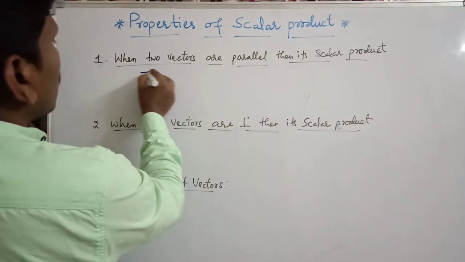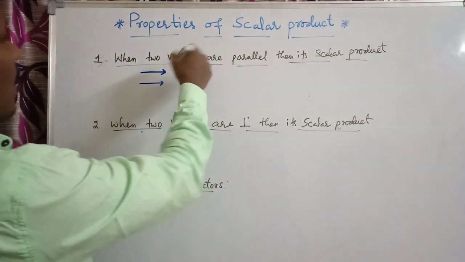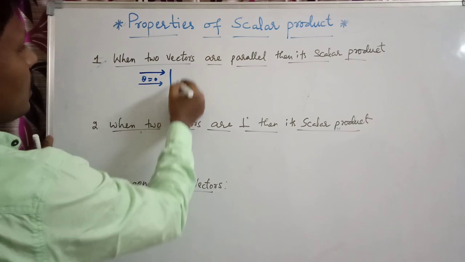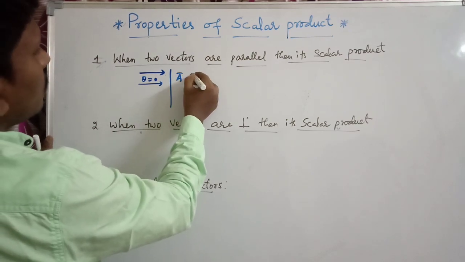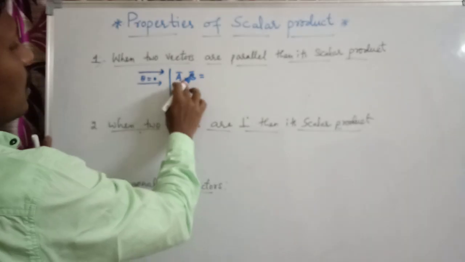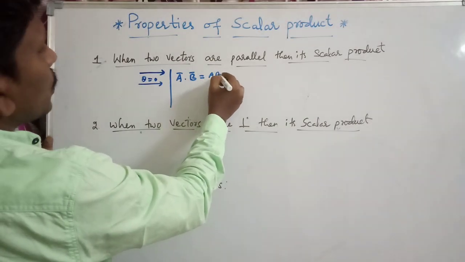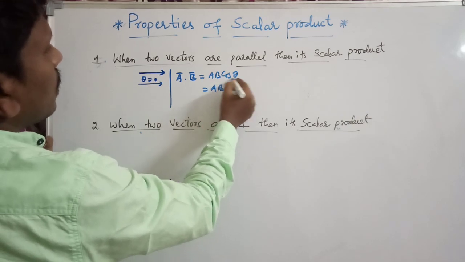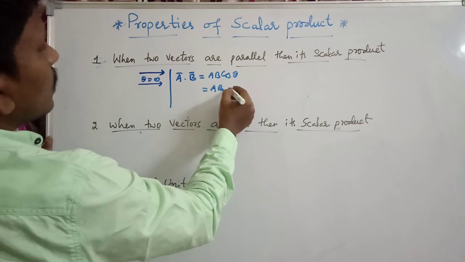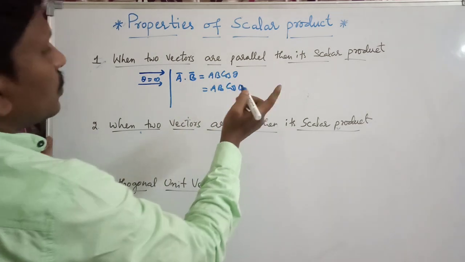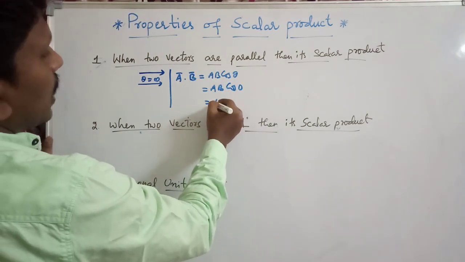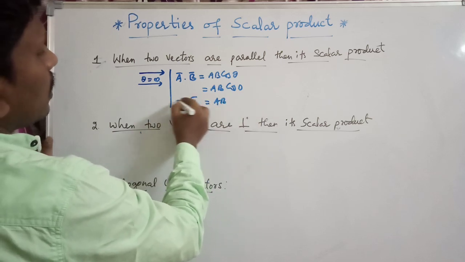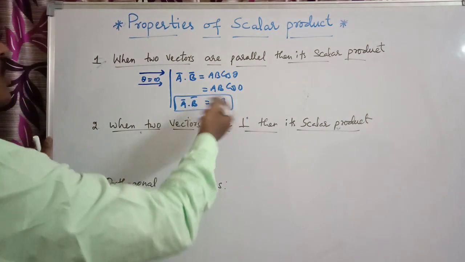Let us consider two vectors are parallel. So when they are parallel, the angle between them is 0. So we know that the mathematical expression of the scalar product is a bar dot b bar is equal to ab cos theta. Here theta is 0. So cos 0, that is what? Cos 0 is always 1. And this is ab into 1, that is ab. So from this we can say a bar dot b bar is equal to ab.